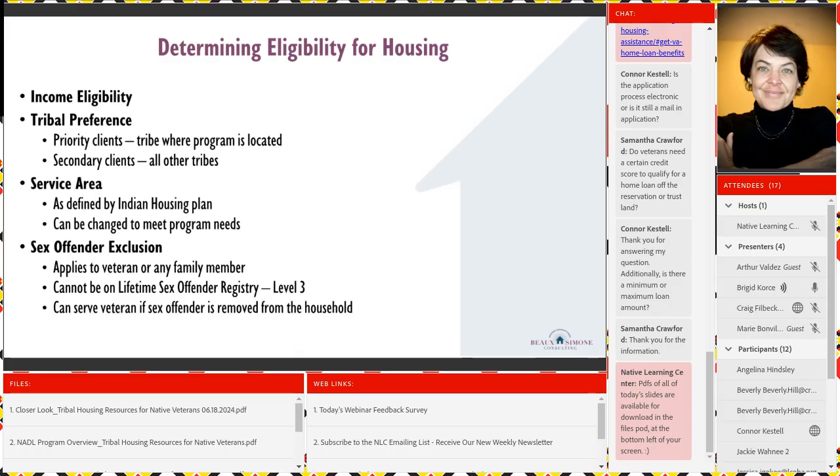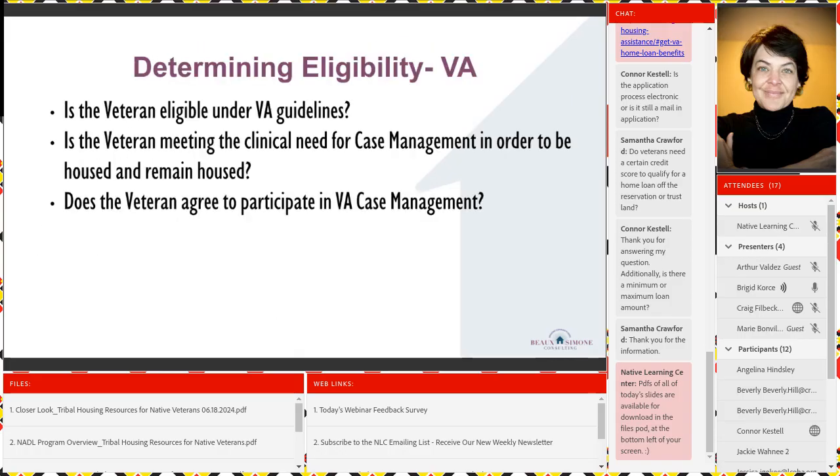So again, the process would be income eligibility, tribal preferences. Under the program, you'll have priority clients, so maybe the tribe where the program's located, and secondary clients, all other tribes. So you can do that prioritization. Service area should be defined in your Indian housing plan and very clearly in your policies and procedures, as well as the sex offender exclusion.